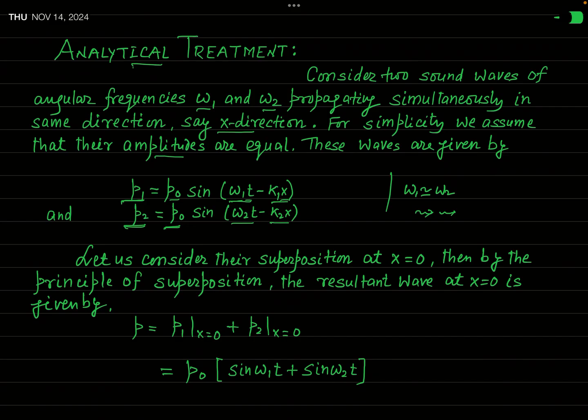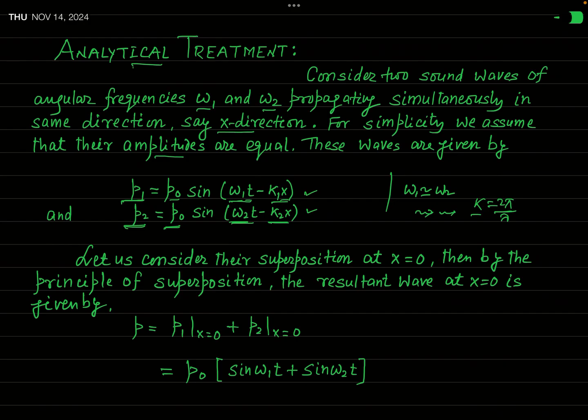But their frequencies are not equal, they are slightly different, so the frequency of the second wave is taken as omega 2. Now in the same medium, if the frequencies of the two waves are different, then their wavelengths will also be different because the speed in the same medium is the same. That's why k is also different, because k depends on wavelength: it is 2 pi over lambda. So the value of k will be different. These two equations represent the two sound waves traveling in the positive x direction.